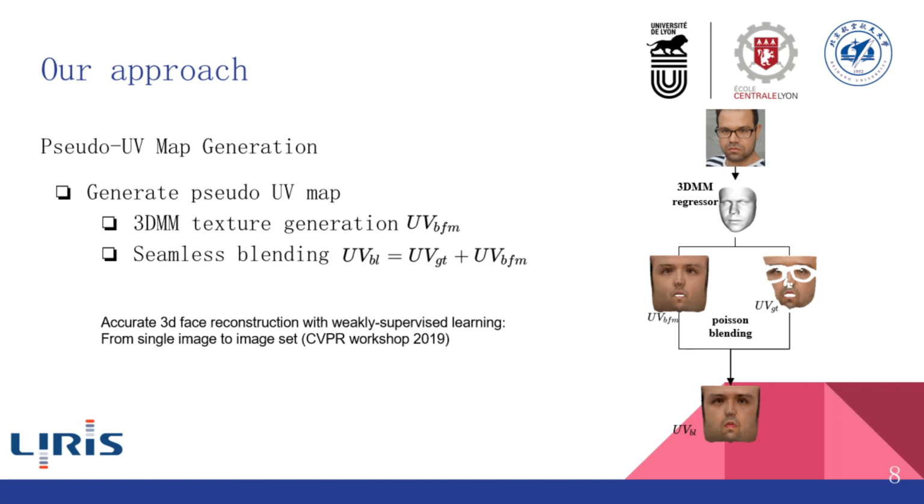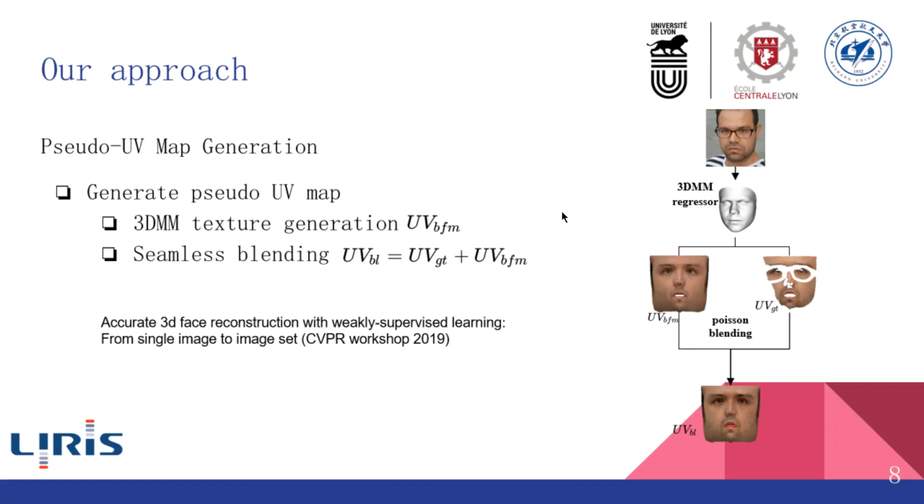Since the 3D morphable model texture is a global texture, we can get a global but non-realistic face UV map from it, which is denoted as UV-BFM, where BFM refers to the basel face model. Both the 3D morphable model shape and the texture are predicted by the Centrale algorithm of this work.